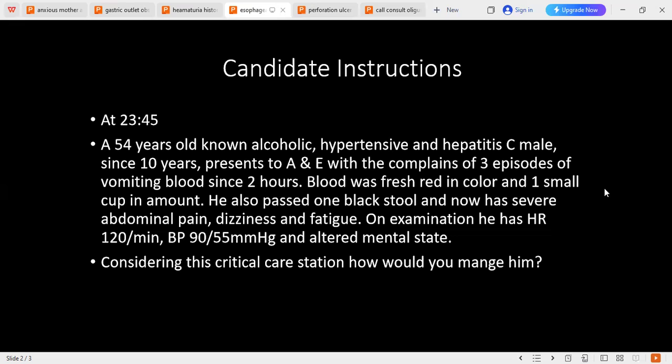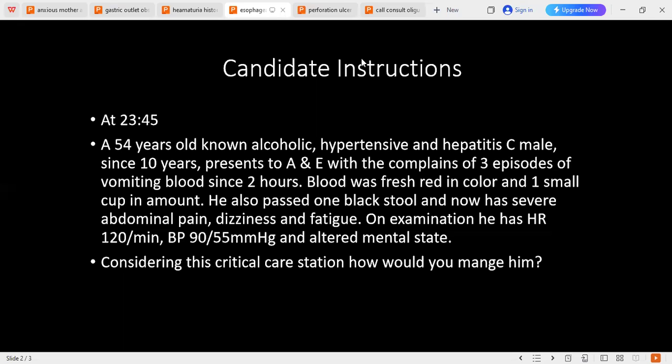I will monitor his urine output, and along with that, I would like to do some investigations, like to check his INR and prothrombin time. And I would like to do endoscopy for controlling of the bleeding. Like I can do endoscopic banding and sclerotherapy.